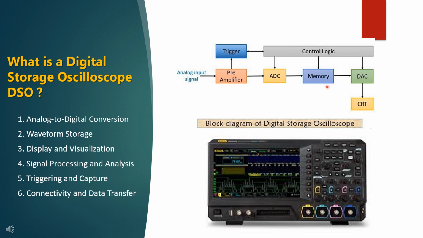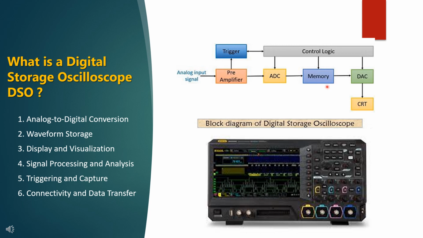3. Display and visualization. Digital oscilloscopes typically feature a built-in LCD or LED display, where waveforms are visually represented as a series of data points or pixels. The display offers benefits such as better waveform clarity, persistence options, and the ability to zoom in and pan the waveform for detailed analysis. 4. Signal processing and analysis. Digital oscilloscopes often include advanced analysis capabilities such as waveform math, automatic measurements, fast Fourier transform (FFT) analysis, and mask testing.